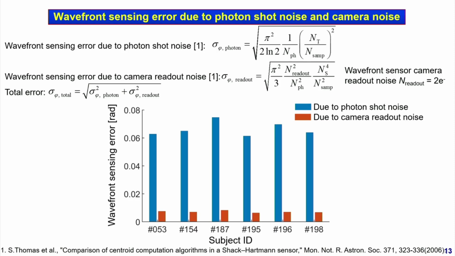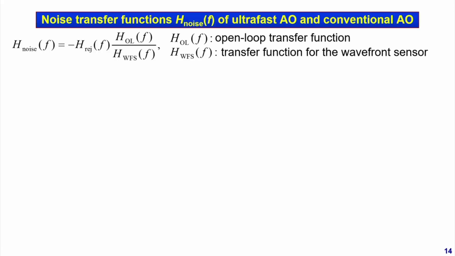The results for 6 subjects show that the wavefront sensing error due to photon shot noise is 9 times larger than that due to camera noise. To understand how much wavefront sensing error is propagated through the AO loop and contributes to the residual wavefront error, we calculate the noise transfer function.